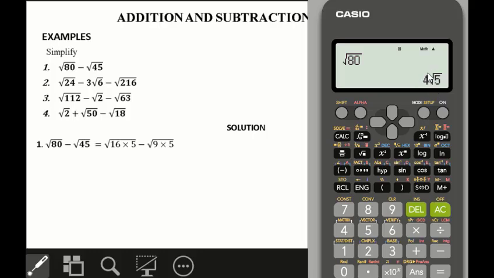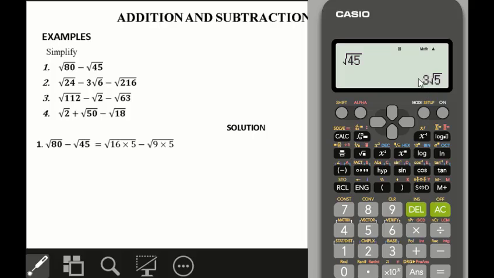Good. Then you multiply this 4 by itself again to get what? 16. Then under the root sign, you write it as what? 16 times 5, or root. Good. After that, you do the same to the 45. So you have the root of 45. You press equal to give you 3 root 5.